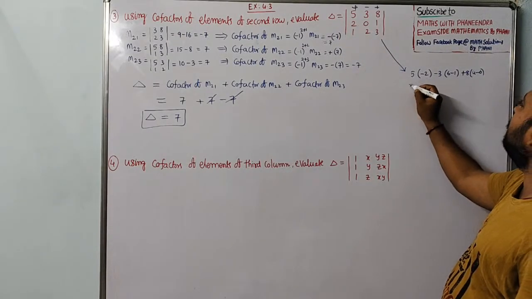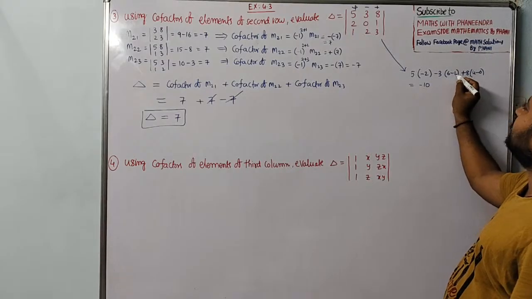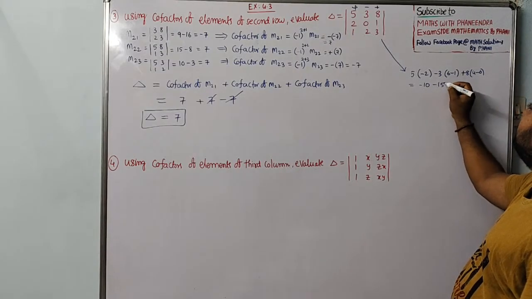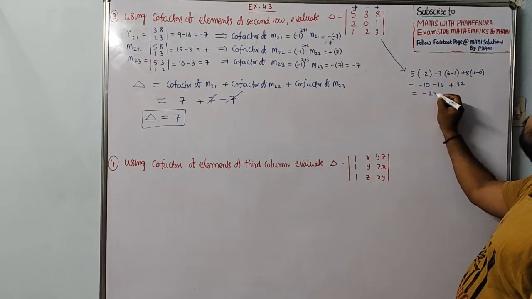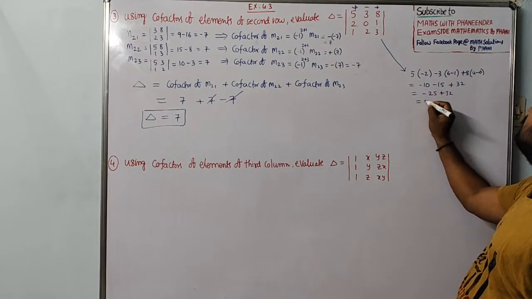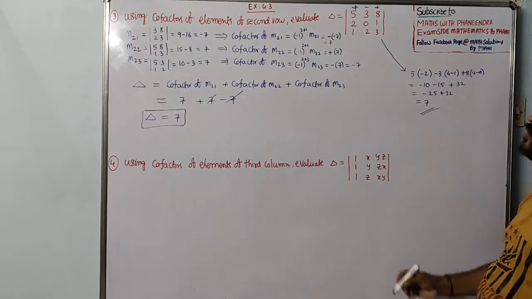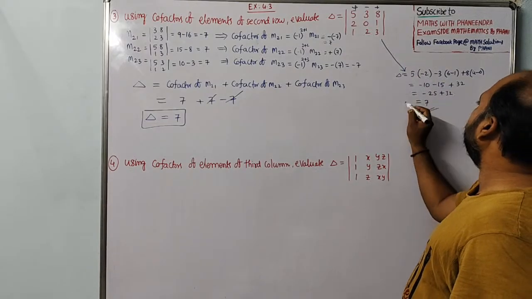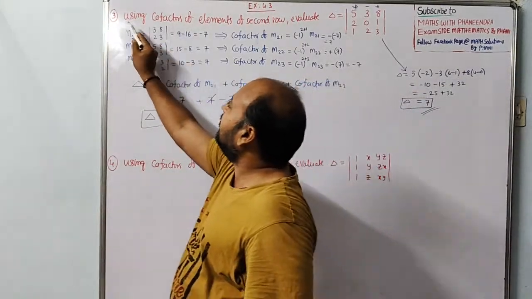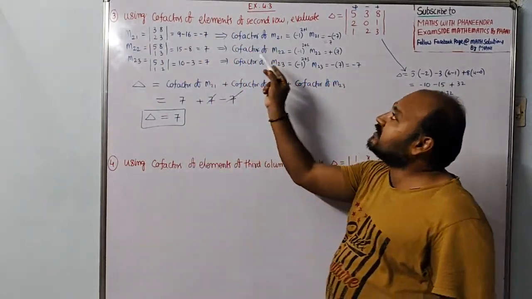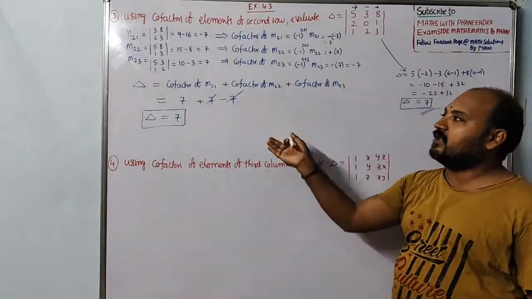So 5 into minus 2 is minus 10, 6 minus 1 is 5, 5 into minus 3 is minus 15, plus 8 into 4, 32. Minus 25 plus 32, is it equal to 7 or not? So in any way if you go, you will get the same answer, dear students. But according to the question, you have to give the answer using cofactors of elements of second row. This is the way we can.